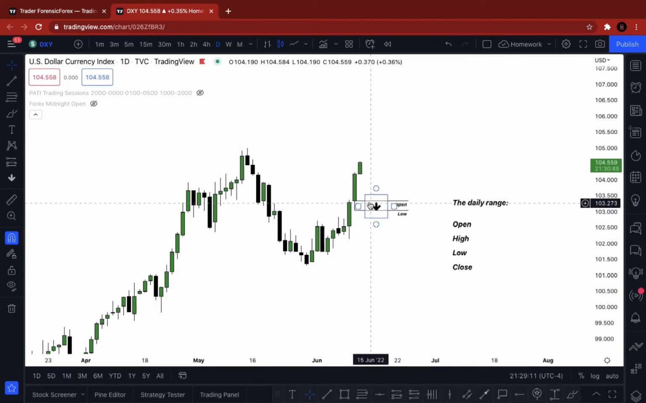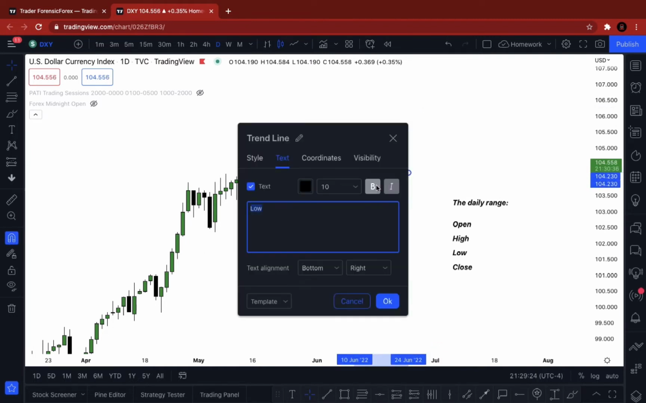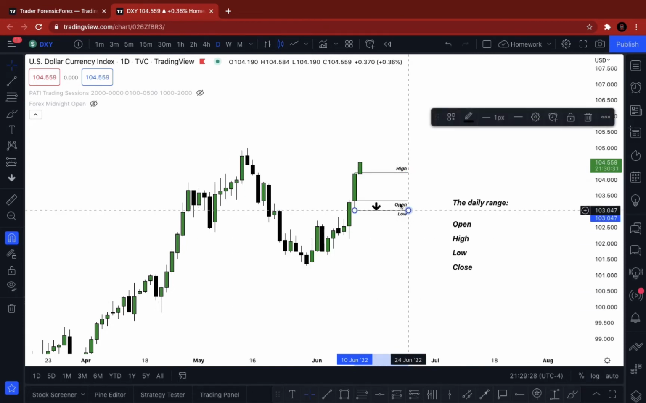Then it gets above the open again. Then it rallies higher, higher, higher. And then it creates what? The high of the day. So the highest point price has been for that trading session, that trading day. So then we get the high printed out for us. That's the highest point that that candle has been.